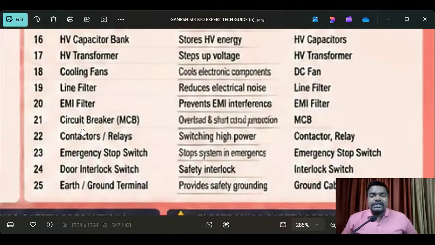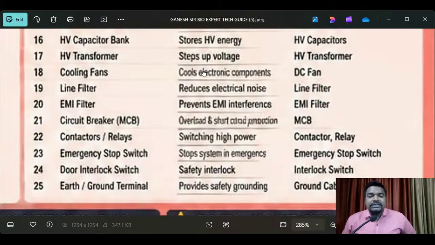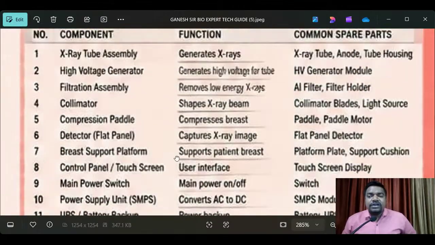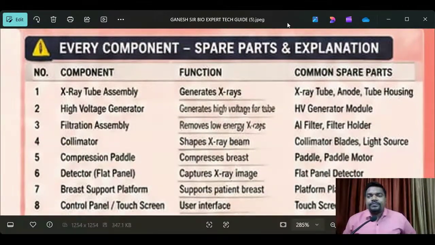Right? Now see here, 21: circuit breaker MCB, for overload and short circuit protection, and contactor relays for switching high power. And see here, the emergency stop switch for the emergency stop system, and the door interlock switch for safety interlock, and earth ground terminals that provide safety grounding. Okay, I'm giving all this information because awareness is important. You should practice the purpose of all these components. A single day is not possible. Okay, day to day practice.